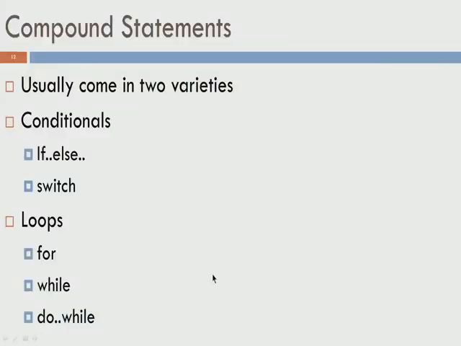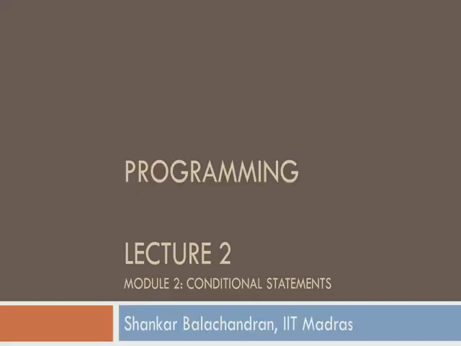Compound statements in turn can come in two varieties. They can either be conditional statements, namely if then else statements, or switch statements. The other variety is the repetitive statements, or loops, which I referred to earlier. There are three varieties of loops available in C, namely for loop, while loop and do while loop. We will look at more details in the next few slides about if then else statements and switch statements, and later in the lecture we will see loop statements.